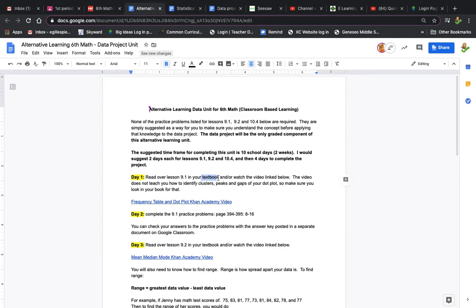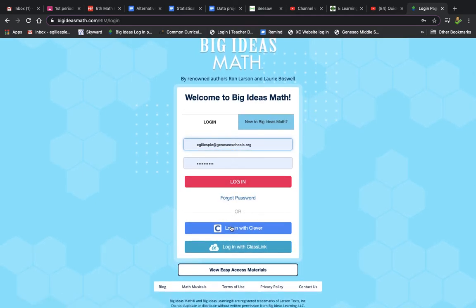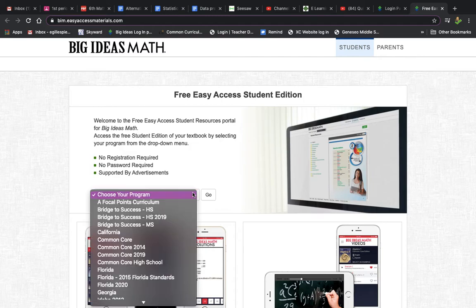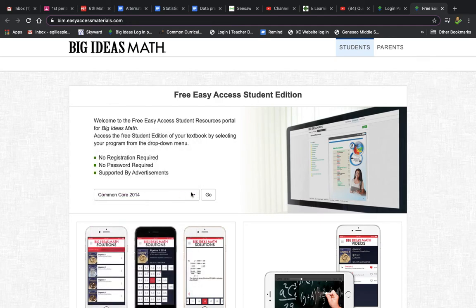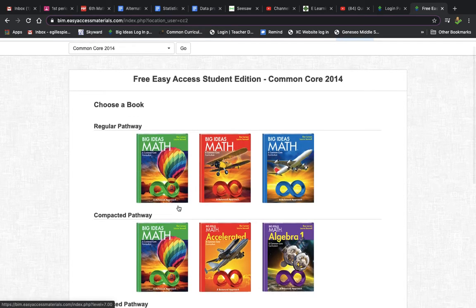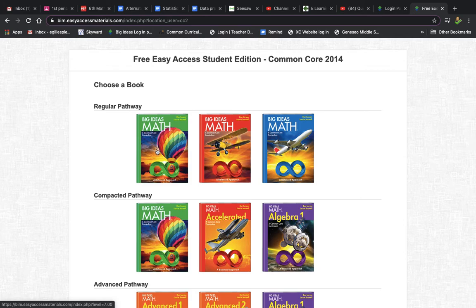The book, you should all have taken your books home, right? Hopefully. But if for some reason you don't have it, then remember the way you get into the book. Now, I have a login because I'm a teacher and special, but you would just go to this. View easy access materials, okay? Click that. Your program, and this is typed in on that planner sheet that has your logins on it, would be Common Core 2014. Click go. And then, although your book is this one, that one doesn't seem to work on a lot of computers. So just click the green one because that has chapters 1 through 10, which is all we need for this anyway, right? You need chapters 9 and 10.